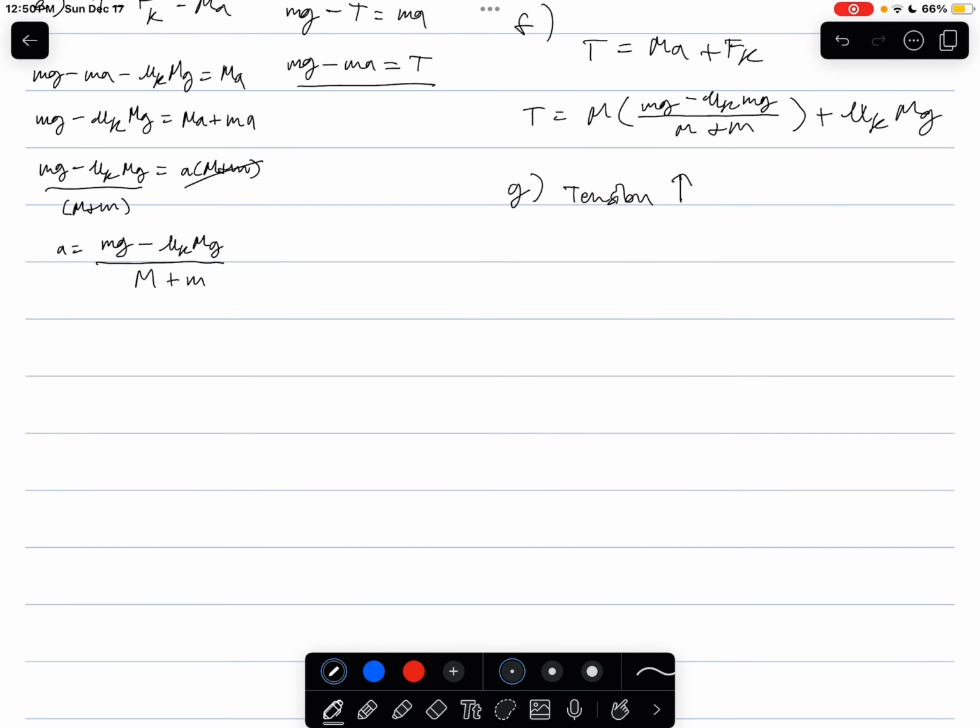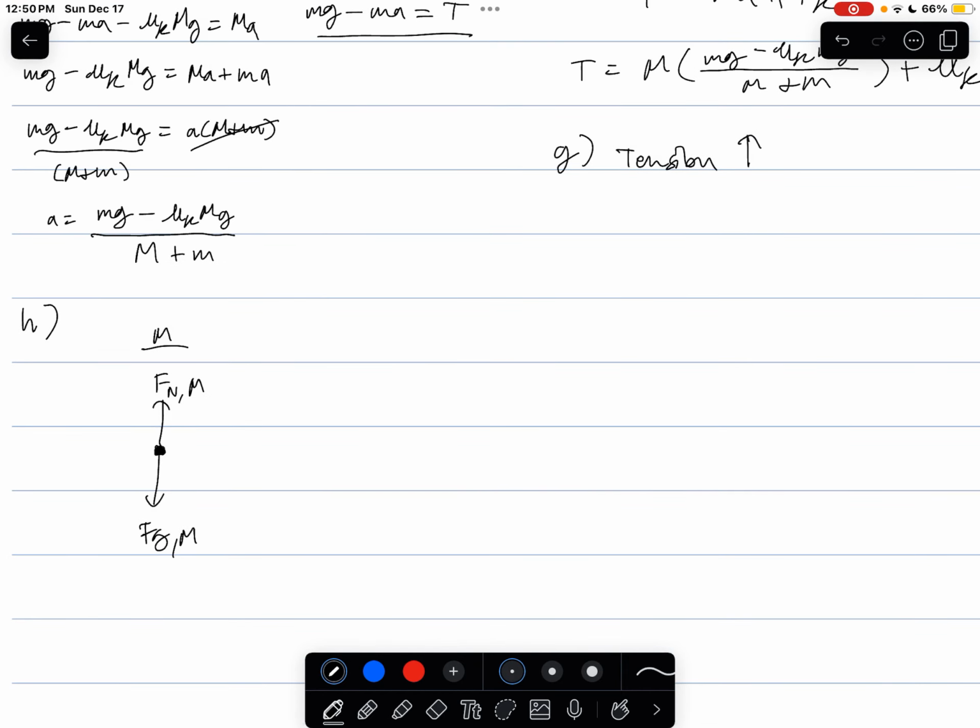Okay, for part H, I have to draw a free body diagram for all the forces acting on each block. Okay, part H. For big M, big M right here, Fn and Fg should both look almost the same, or they should look equal. And then there's Fk.